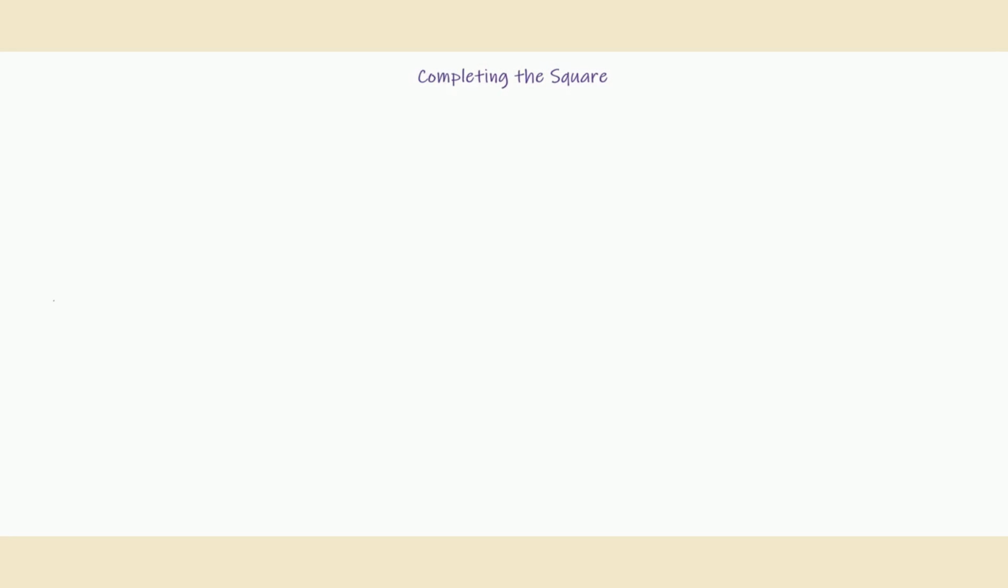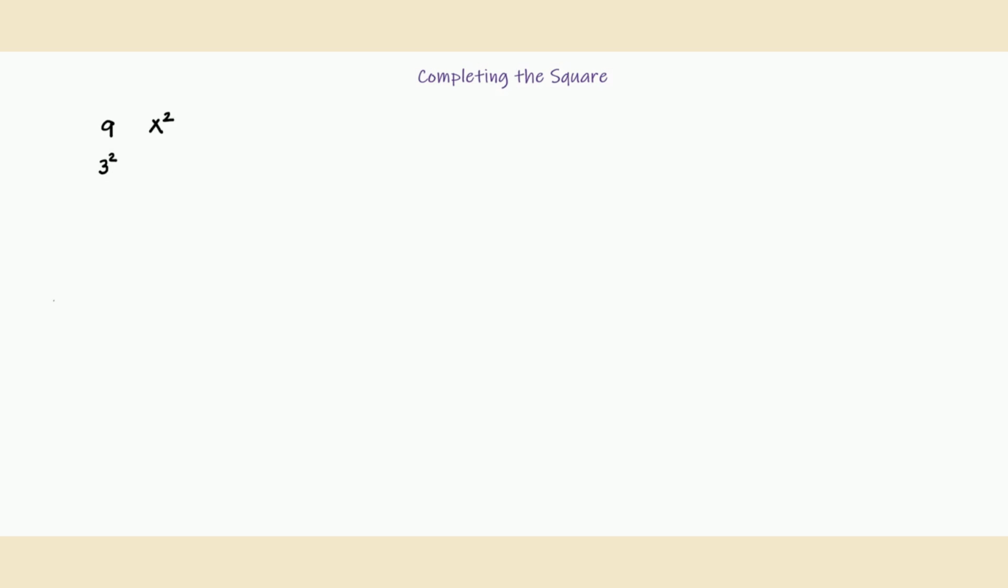Today we'll be reviewing how to complete the square. But before we do this, we need some background work. We first need to recognize what perfect squares are. Perfect squares can be written as something squared. So for example, 9 can be written as 3 squared.